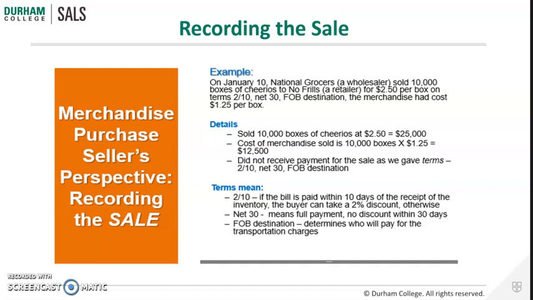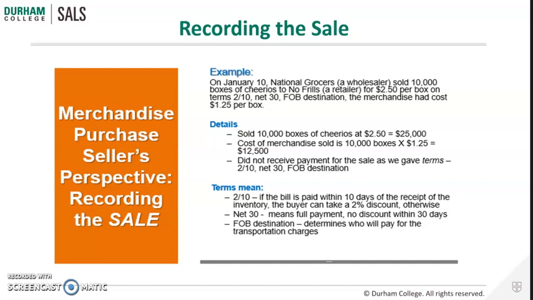Now what we mean by the cost of the merchandise sold is that we, National Grocers, would have had to buy those Cheerios from, let's say, General Mills, for example, in order to sell them to No Frills. And so they cost us money. Now, we didn't receive payment for the sales as we gave terms, so you can see it's 2/10, net 30, FOB destination. Just to recap, we talked about terms in the last video. 2/10 means if the bill is paid within 10 days of the receipt of the inventory, the buyer can take a 2% discount. Otherwise, full payment within 30 days with no discount.